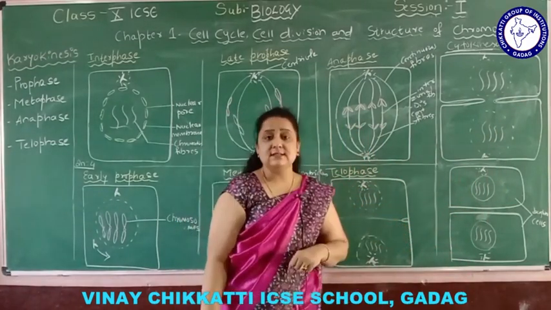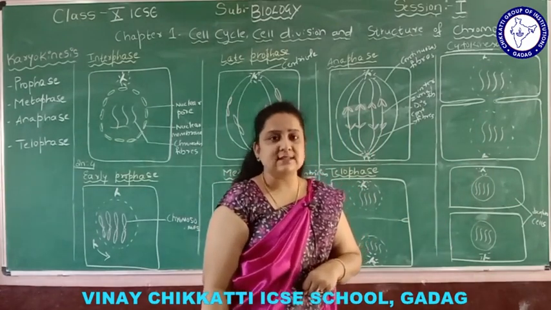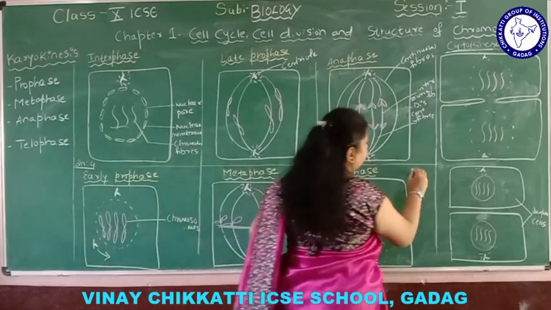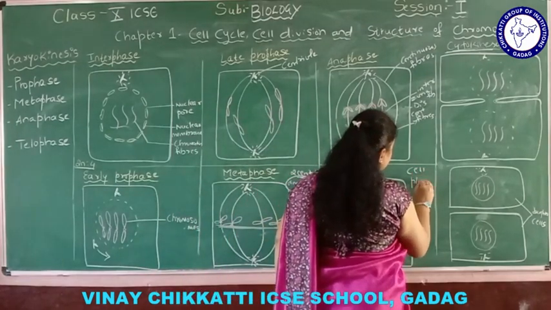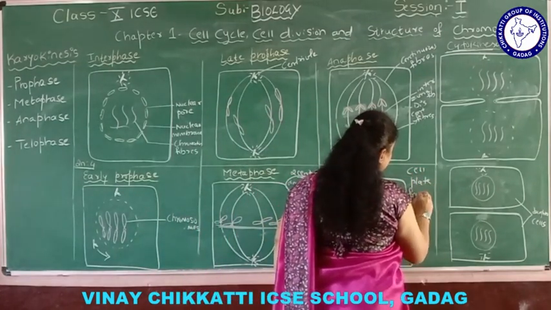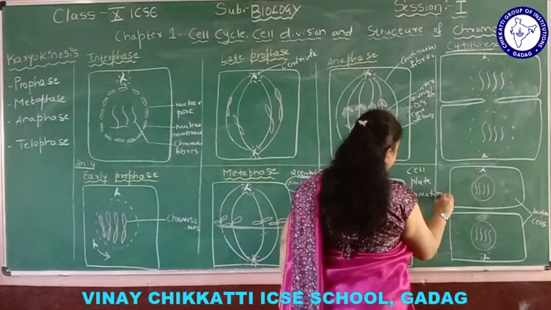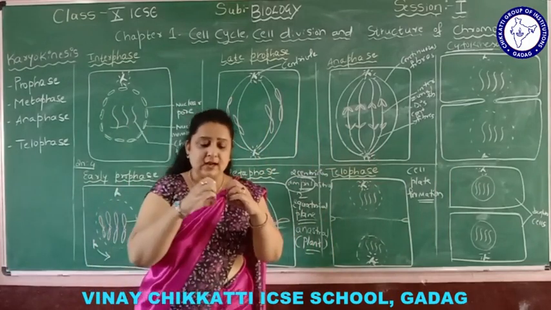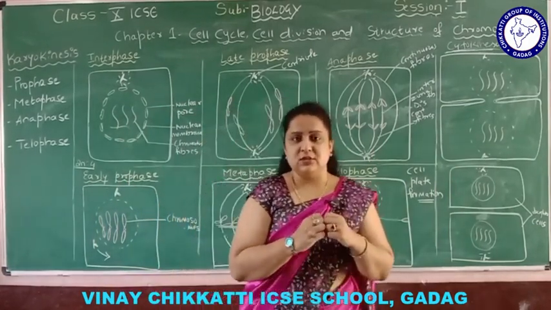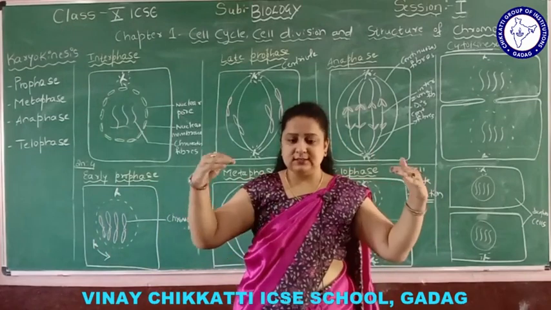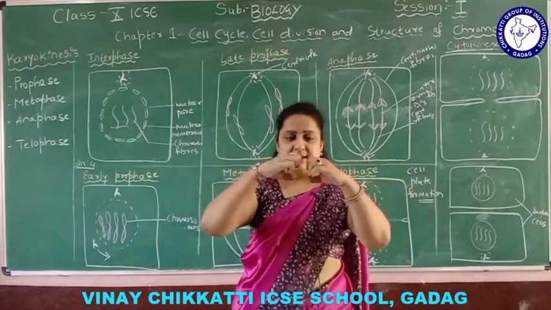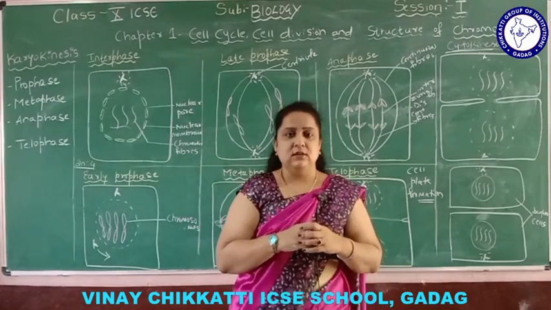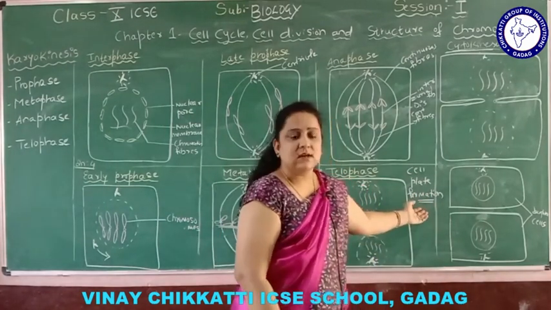But in plant cells there is no constriction. In plant cells, cytokinesis takes place by cell plate formation. The most important thing you have to remember: in animal cells, cytokinesis takes place by constriction or a deep furrow. Slowly there is a deep formation like this and then they divide. But in plant cells, there is cell plate formation by which the cytokinesis process is completed.